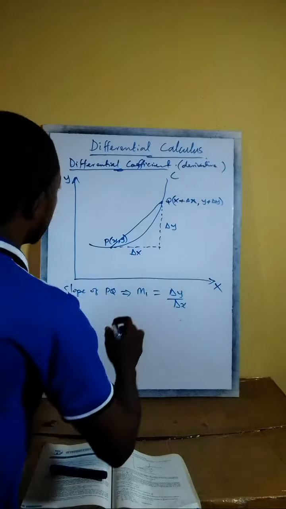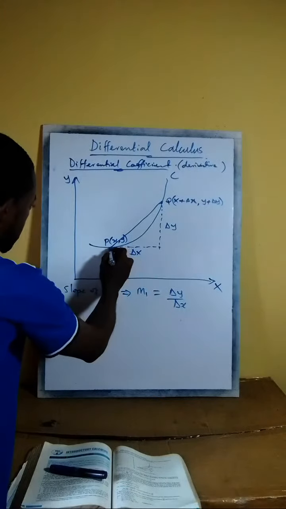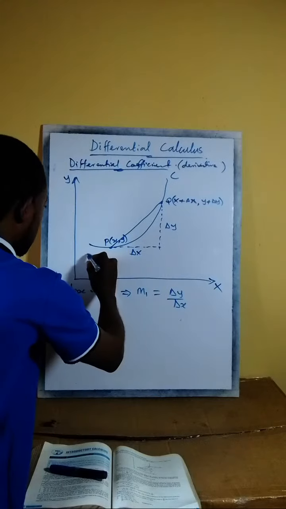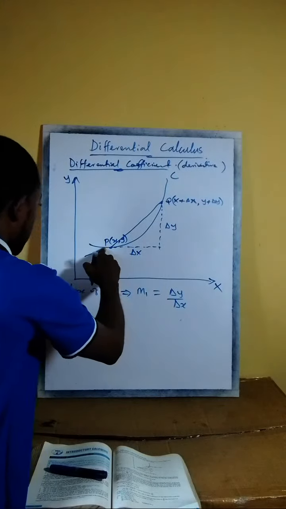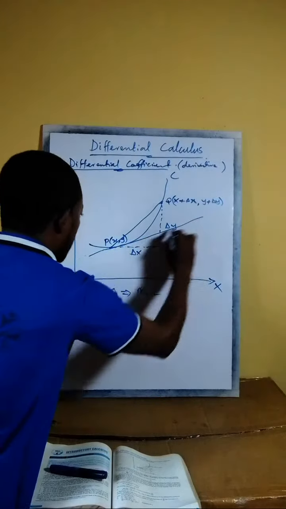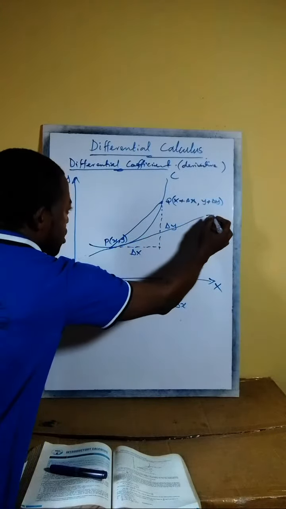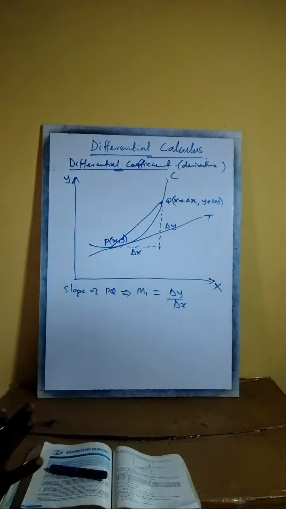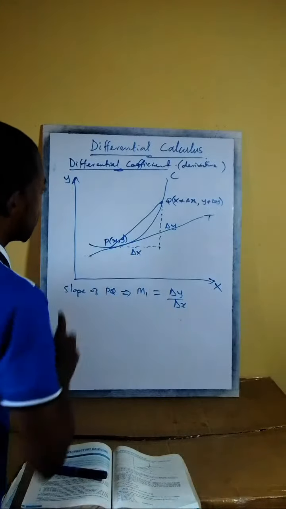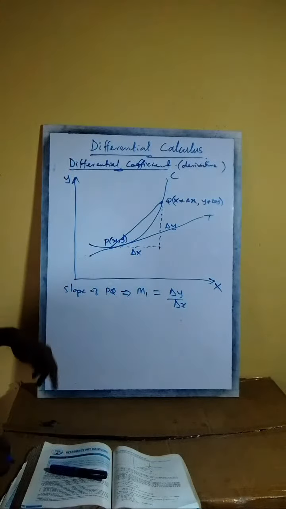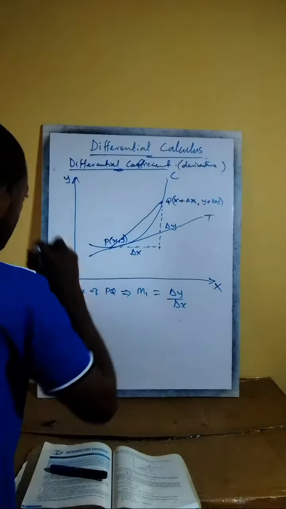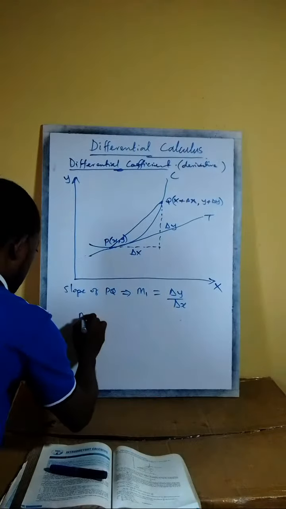Now, the differential coefficient we are interested in is related to the tangent at this point P. A tangent is a line that touches this curve at this point. So let's say this is tangent T. The slope of this tangent is what is referred to as the differential coefficient. And how do we get the slope of that tangent? Let's say the slope of the tangent is m2.